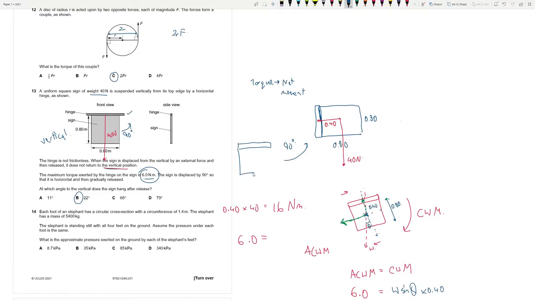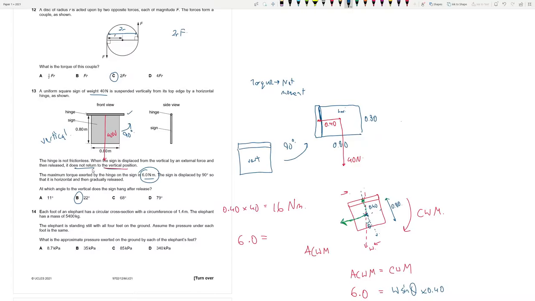It was vertical, we rotated 90 degrees so that it is horizontal. Now this was vertical, now this is horizontal. Okay, now hear me out. What's going to happen when it's kept horizontal? It's obviously not going to stay there. When we let it go, it's going to try to come back to the original position, but remember, it does not return to the vertical position.